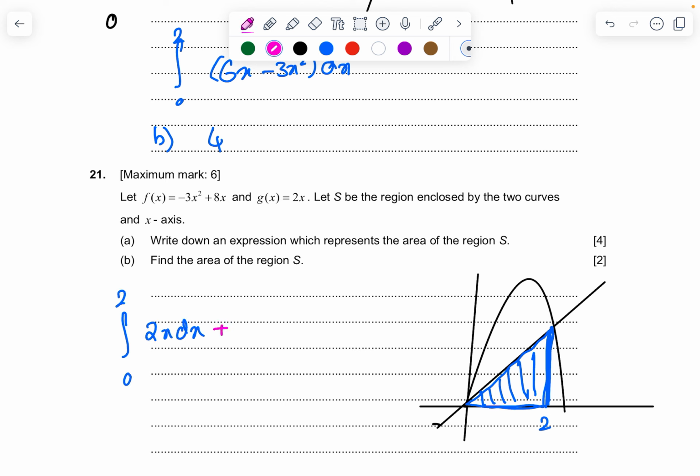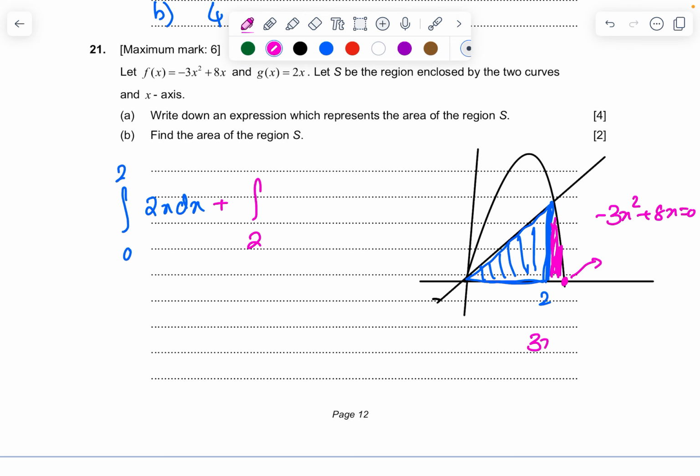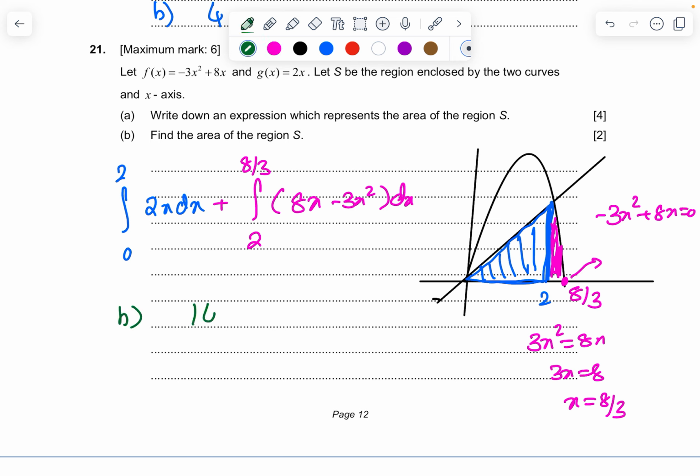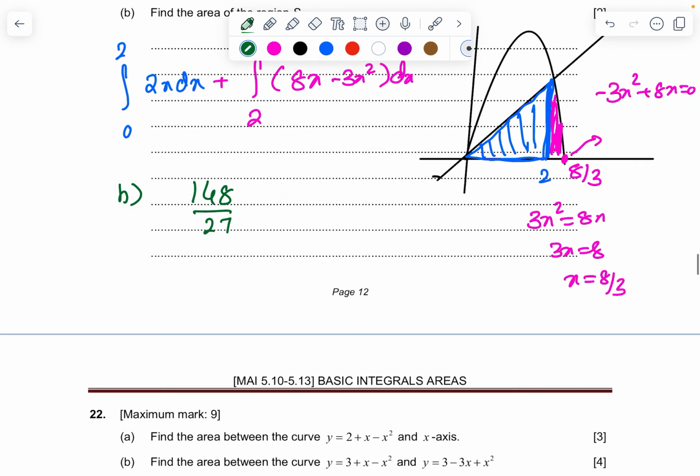But for this part, from 2 to what is this point of intersection? You should know this point of intersection, negative 3x squared plus 8x equals 0. So 3x squared equals 8x, 3x equals 8, x equals 8 upon 3. This point is 8 upon 3. So from 2 to 8 upon 3, and it is going to be the curve, which is 8x minus 3x squared dx. So for part B, find the answer 148 upon 27.